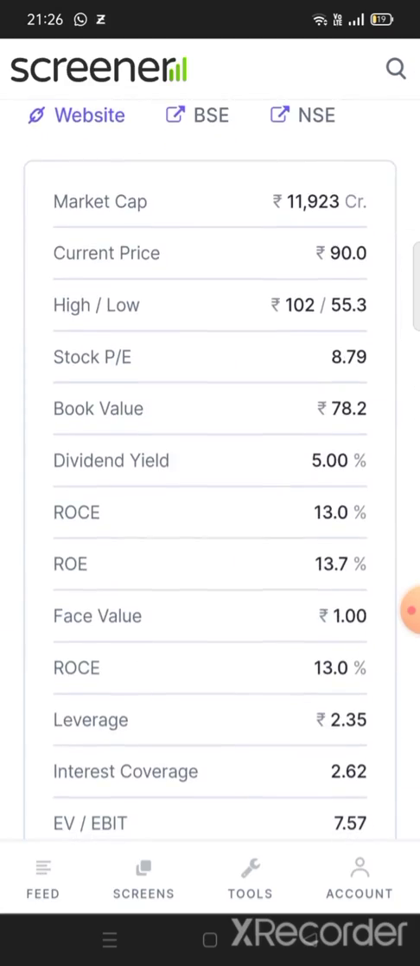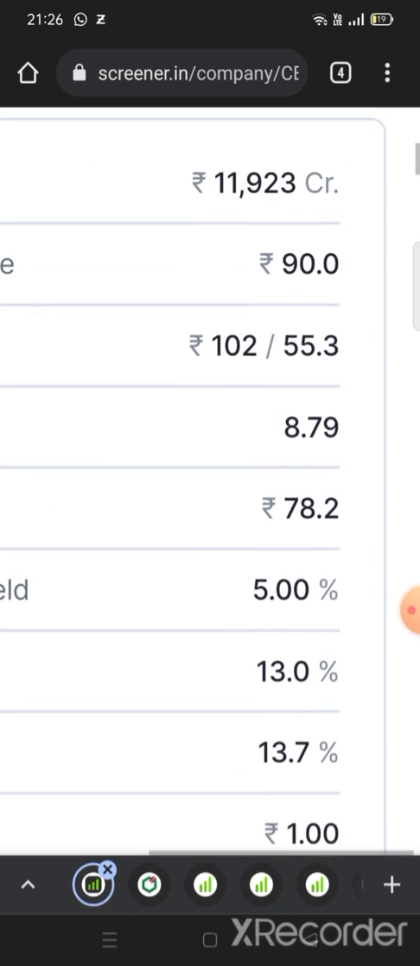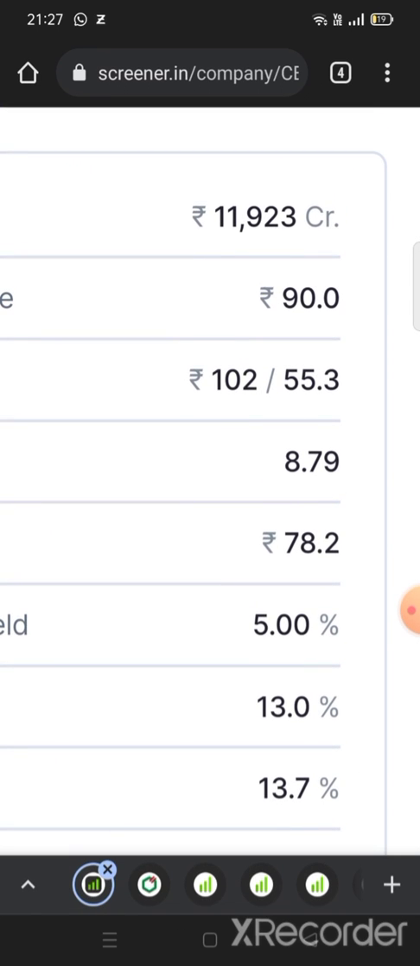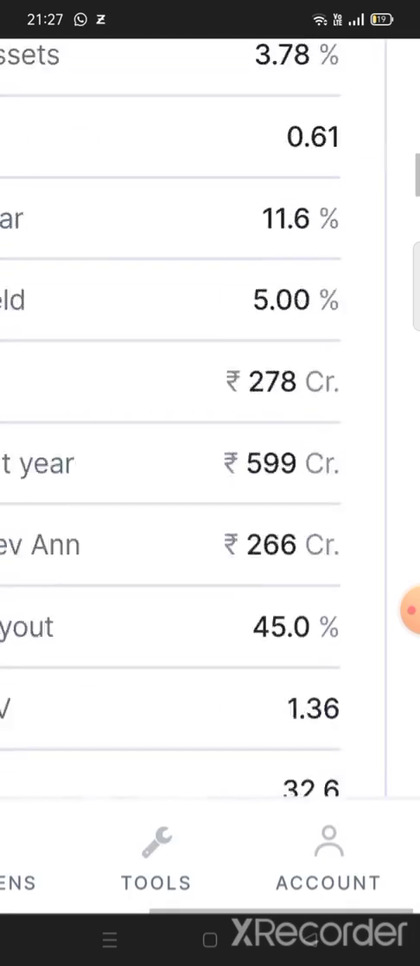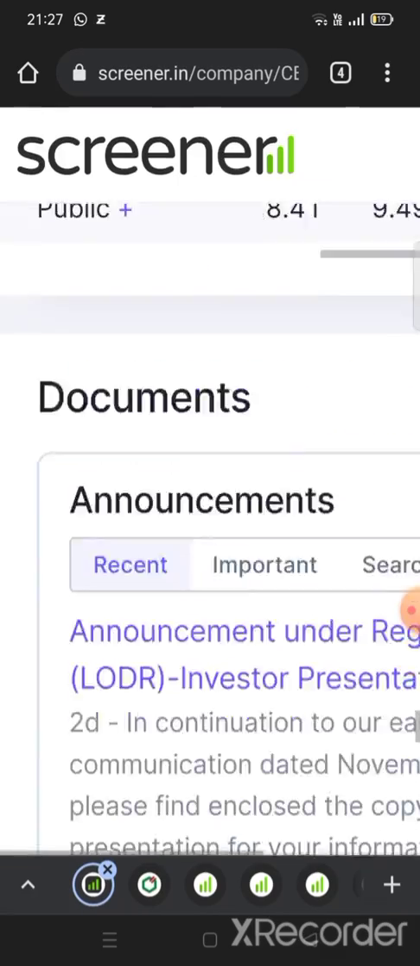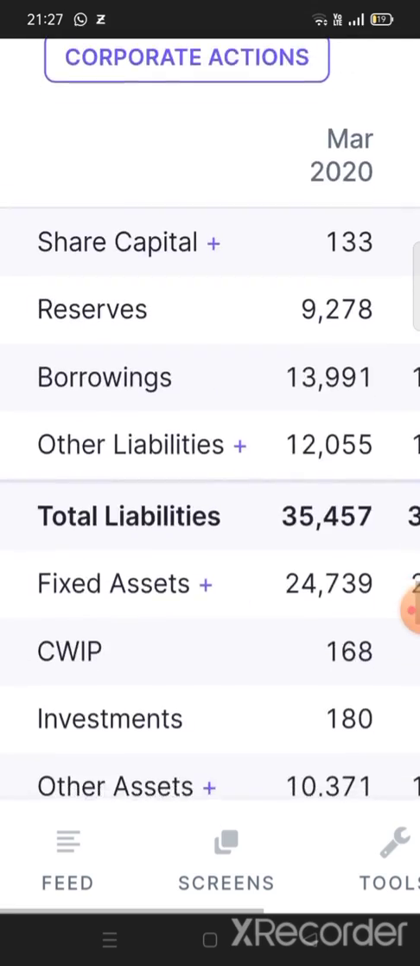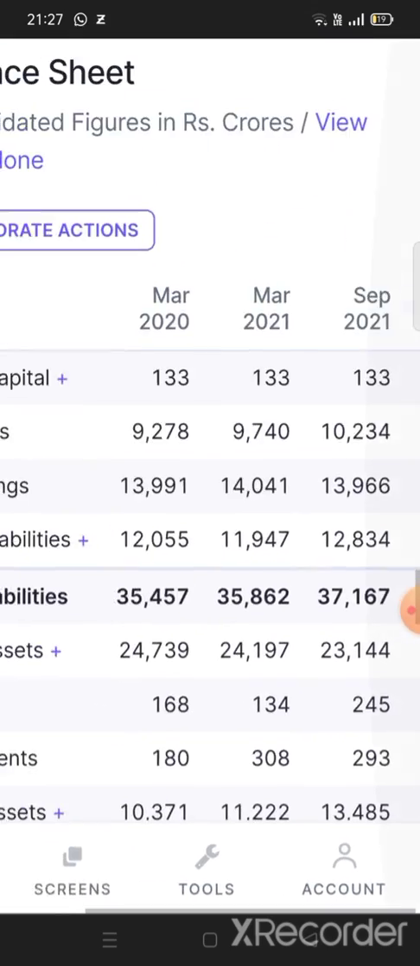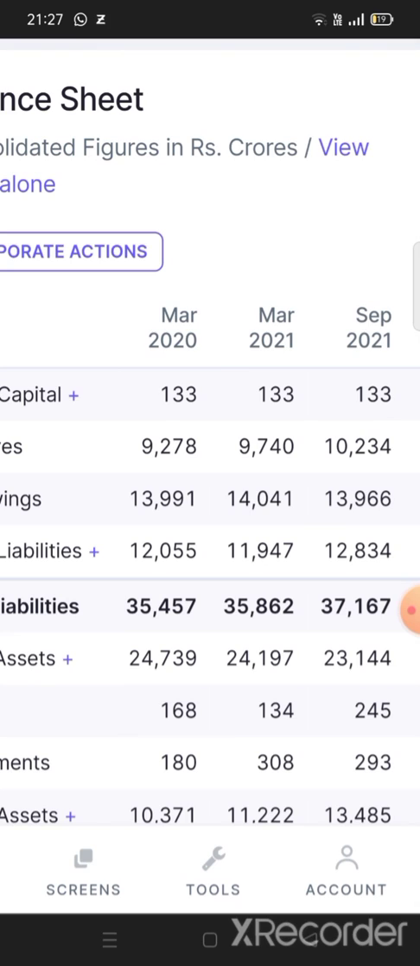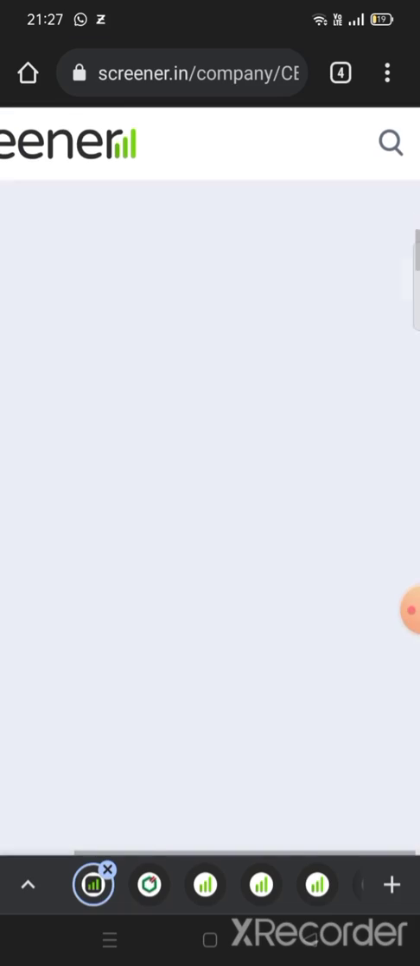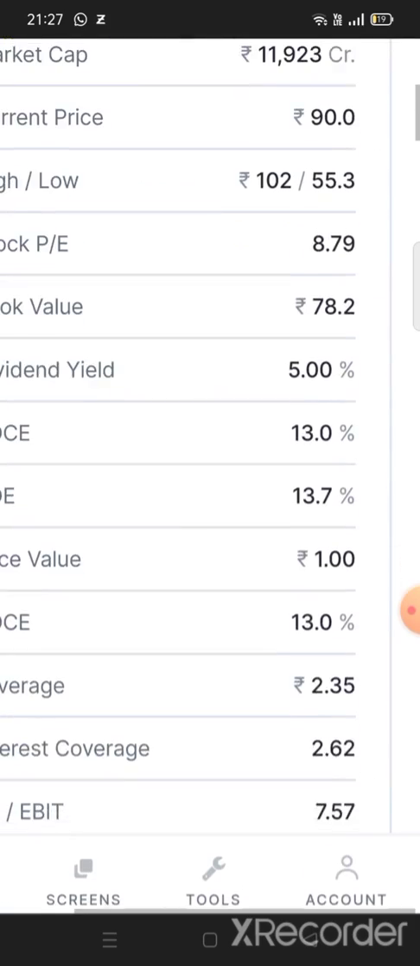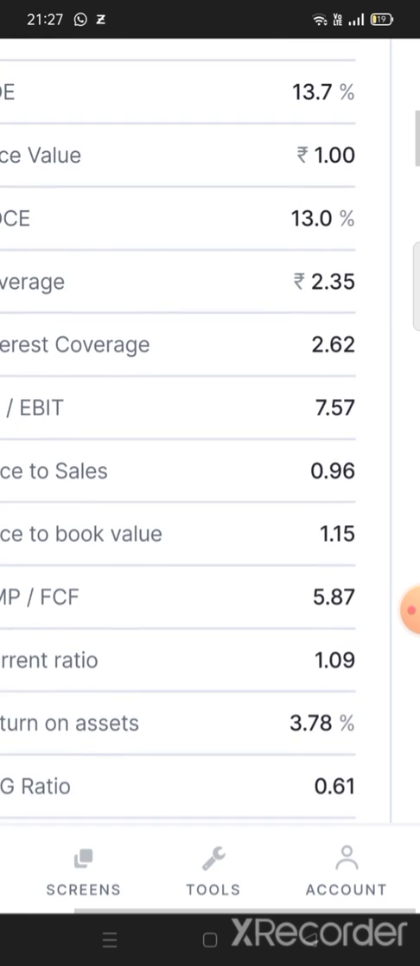So this is the market cap of the CSE. It's 11,923 crores. And if you scroll down, here is the balance sheet of the company showing the net worth. So it is around 10,350 or something. So this 11,000 divided by 10,000. So that's the price to book ratio. So it comes to around 1.15.